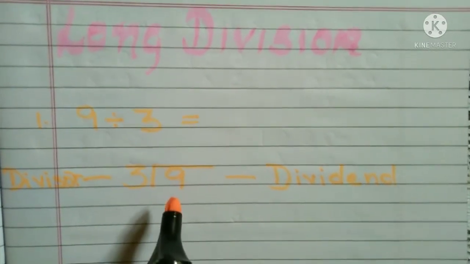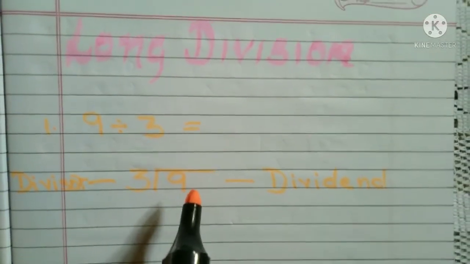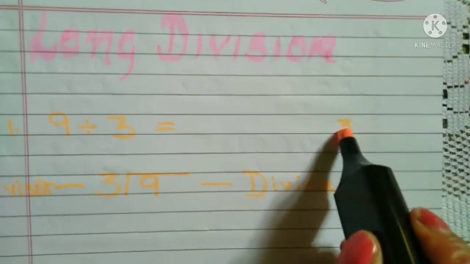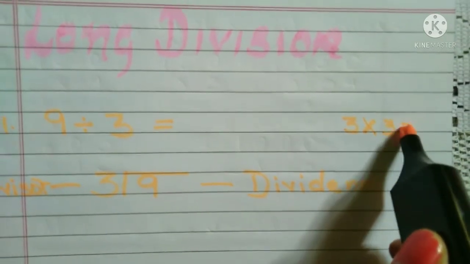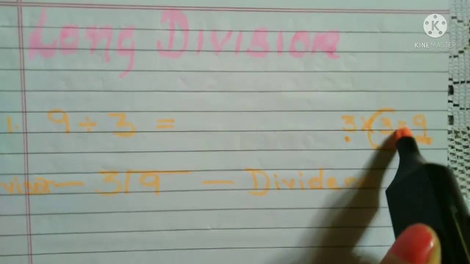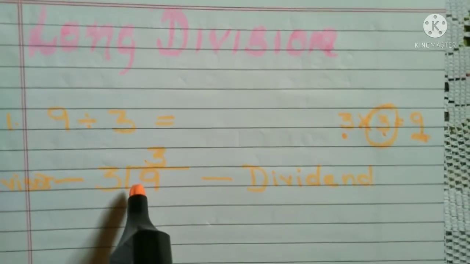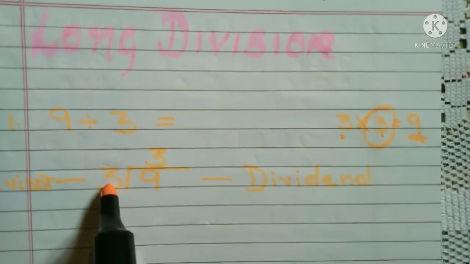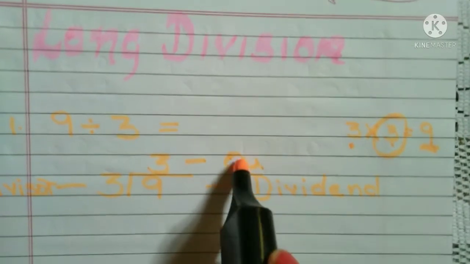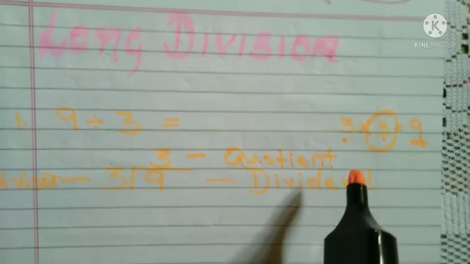Now, when we divide, we need to learn the tables as well. When you divide 9 by 3, in the multiplication table we already know that 3 multiplied by 3 equals 9. That means 9 is divided by 3 how many times? It is 3 times. So this 3 we will be writing on the top, and this 3 is known as the quotient.